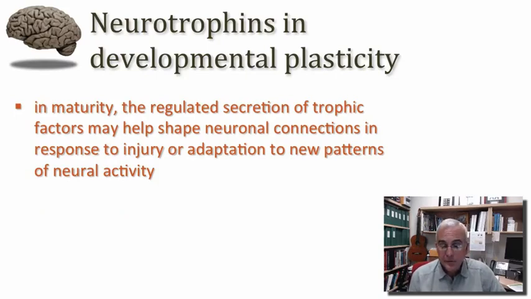So in the mature system, the regulated secretion of trophic factors continues to help shape the structure and function of neural connections, and this is especially true in response to injury or to adaptations to new patterns of experience, the kinds of patterns that might be engendered as we try to learn a new skill, or perhaps as we try to accept the challenge of learning medical neuroscience.